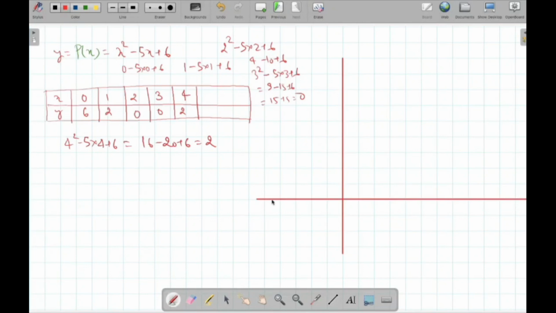So now I'll use x 0 here, 1, 2, 3, 4, 5, and 6. And here I'll be having again 1, 2, 3, 4, 5, and 6. So at x equals 0, y is 6. So I've got this point. I've got this point. When x equals 1, y is 2.